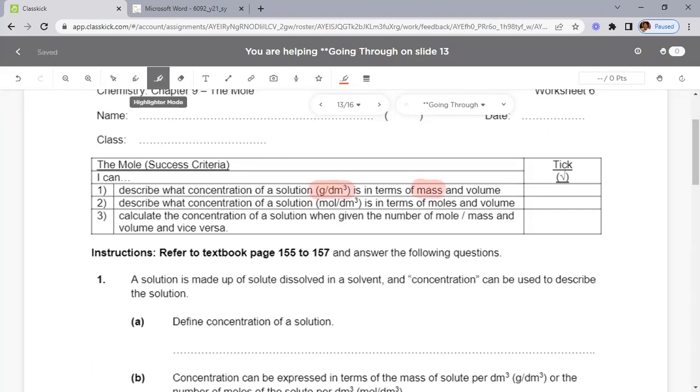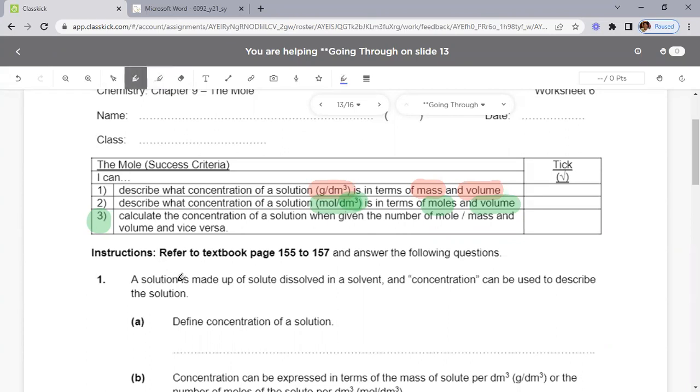This is in terms of mass and volume. We're going to look at concentration of solution. In the second one, it is no longer gram per dm cube. Instead, we're going to look at concentration in terms of mole per dm cube. So this is in terms of mole and volume. And the last one is learning how to interconvert between them. So this is what we're going to do in this worksheet. Let's start.